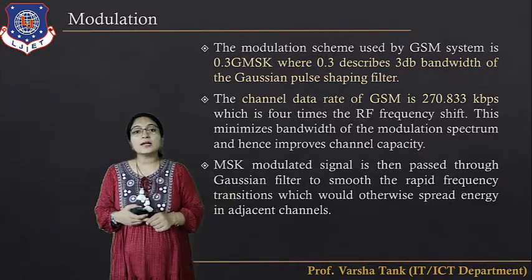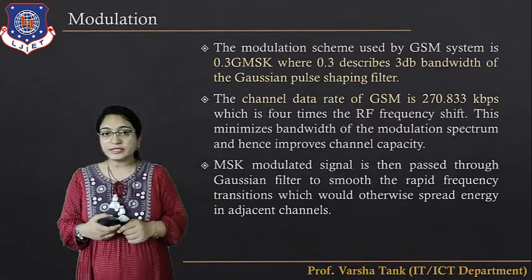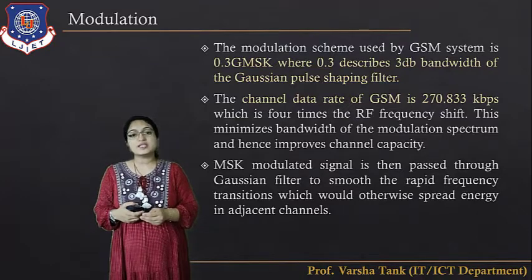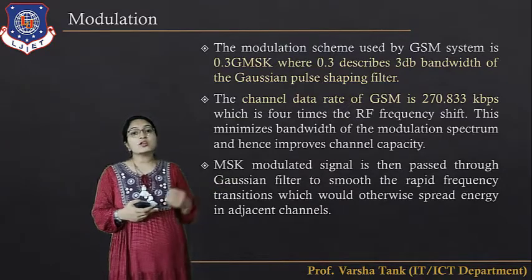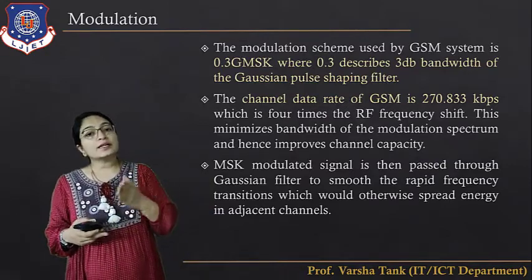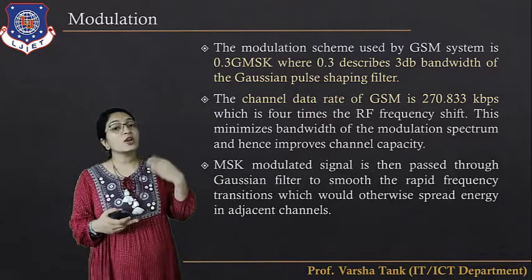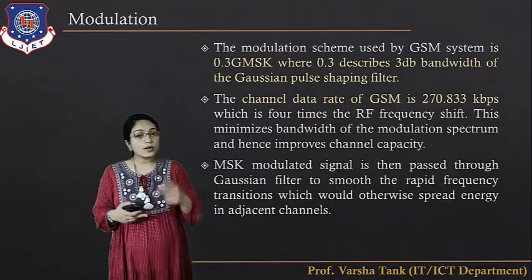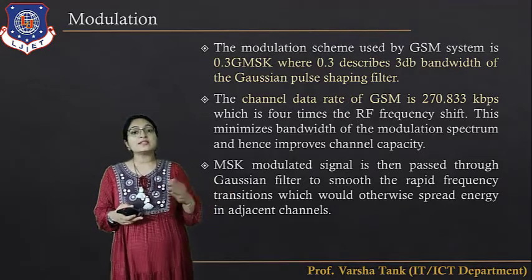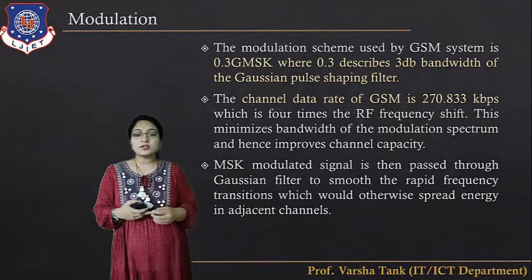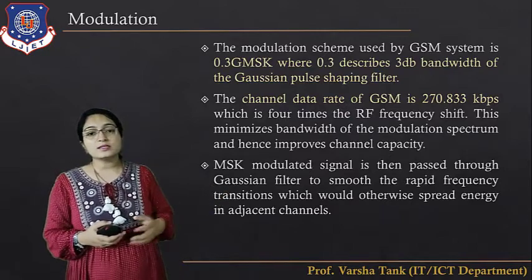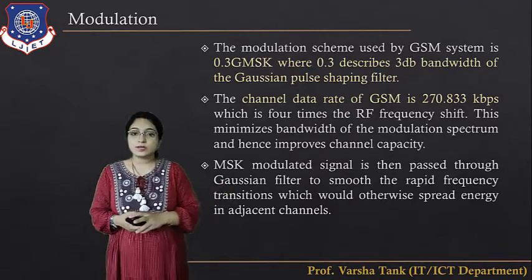Here the MSK modulated signal is passed through the Gaussian filter to smooth the rapid frequency transitions, which would otherwise spread the energy into the adjacent channel. Why the Gaussian filter? To smooth that rapid frequency change so it cannot affect the adjacent frequency or generate adjacent interference. There are basically two types of interference that we will study later: co-channel interference and adjacent channel interference. If we do not use the Gaussian filter, it will produce adjacent interference. So to remove that, we have to use the Gaussian filter to smooth the data.